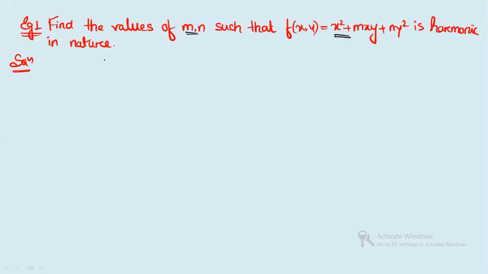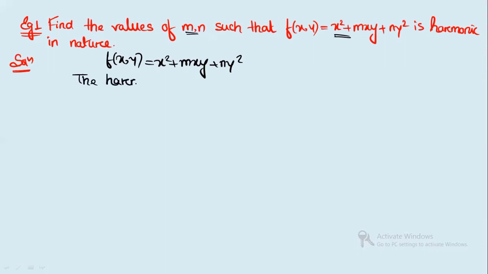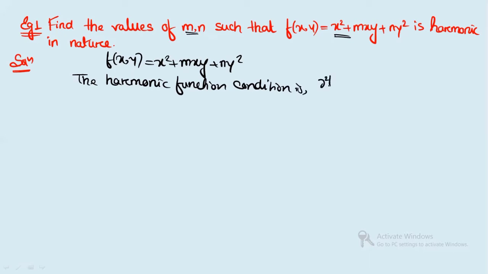So the given function is f(x, y) = x² + mxy + ny². We know that for a function to be harmonic, the condition is ∂²f/∂x² + ∂²f/∂y² = 0, right? So first we will find ∂²f/∂x².